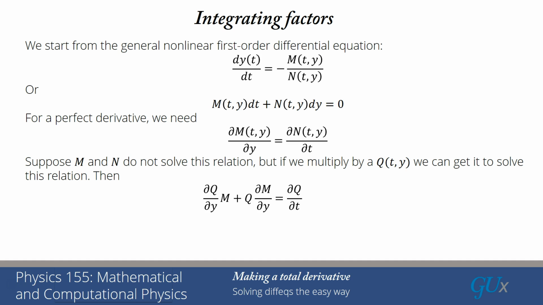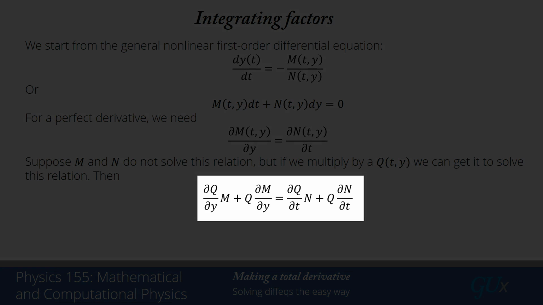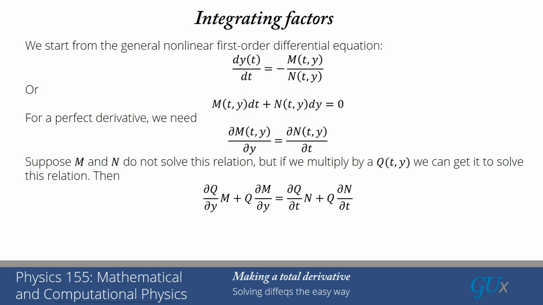And so let's just plug in what the derivative of qM with respect to y is and what the derivative of qN with respect to t is. Then we get, using the chain rule, dq/dy times M plus q dM/dy equals dq/dt times N plus q times dN/dt. And the goal is, can I find a q(t,y) that satisfies this equation?